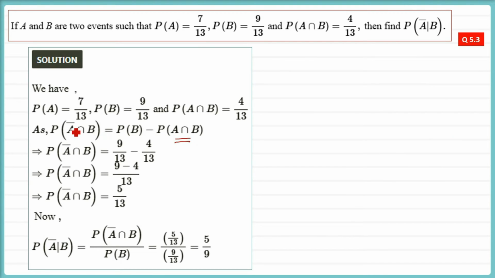So I showed you how this actually comes through the diagram, but the formula or the way of doing the conditional probability remains the same.